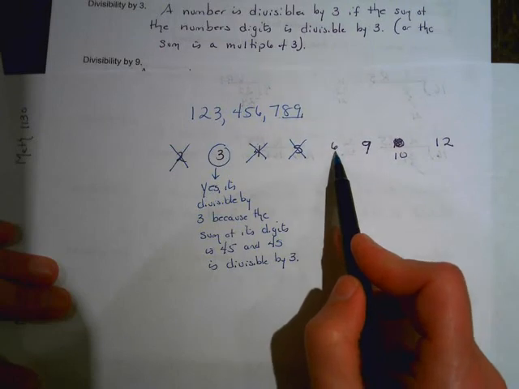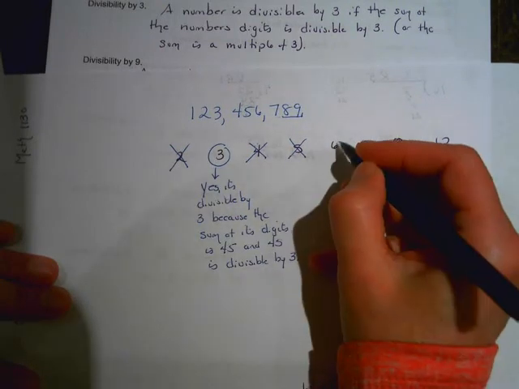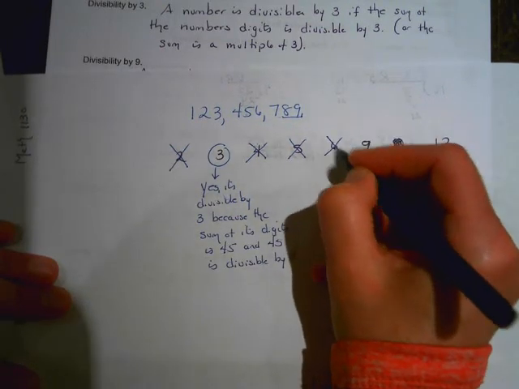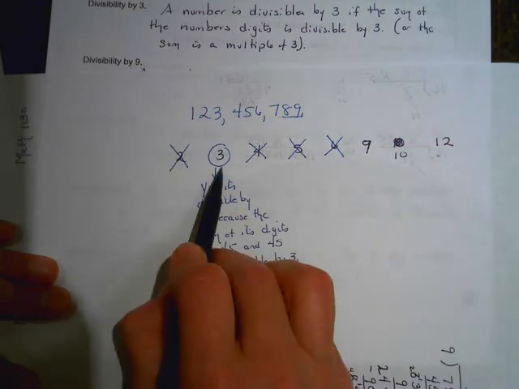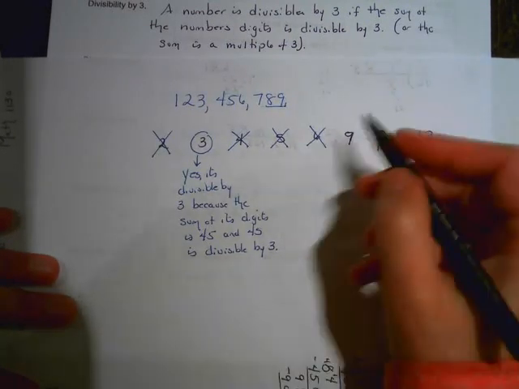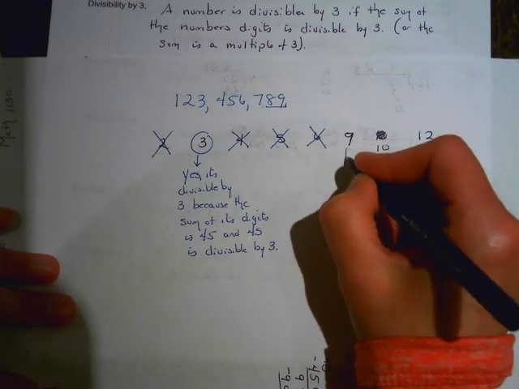It's not divisible by 6 because it's not divisible by 2, right? In order for it to be divisible by 6, it has to be divisible by 2 and 3. It's divisible by 9. Yes.